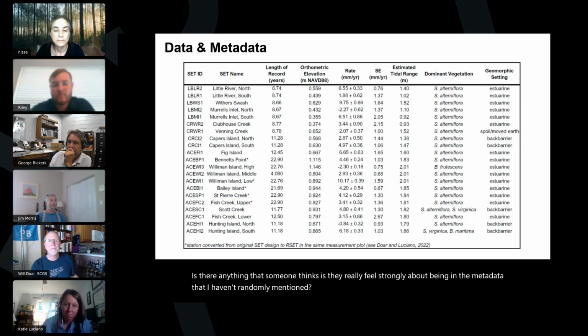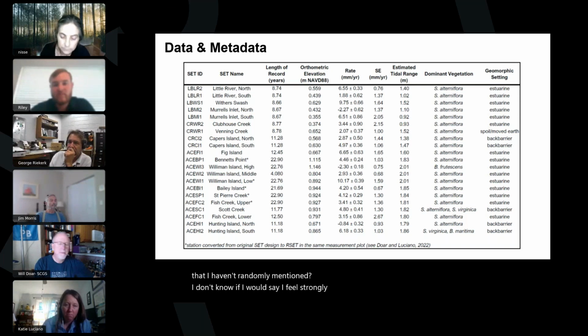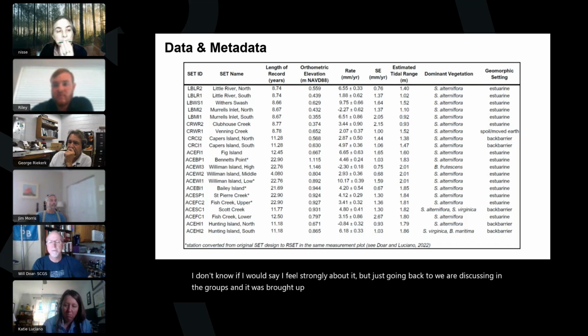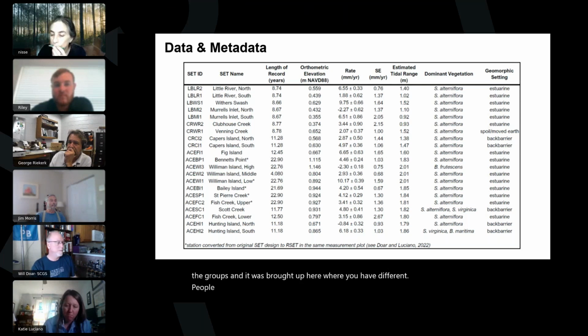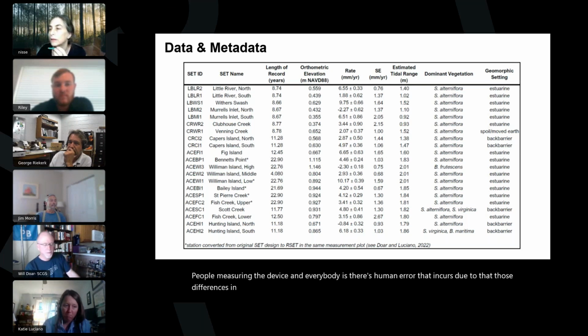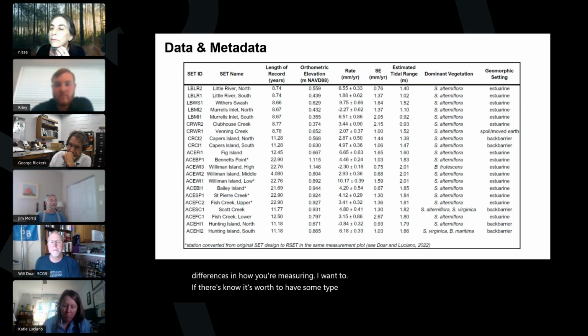I don't know if I would say I feel strongly about it, but just going back to our discussion in the groups, and it was brought up here, where you have different people measuring the device, there's human error that occurs due to those differences in how you're measuring. I wonder if it's worth having some type of statistical variation involved due to human error in measurement. I don't know if that needs to be in the metadata, but something to consider.